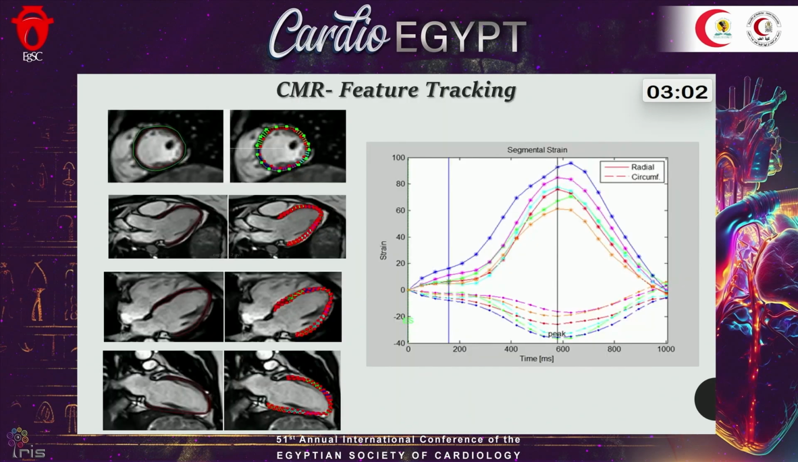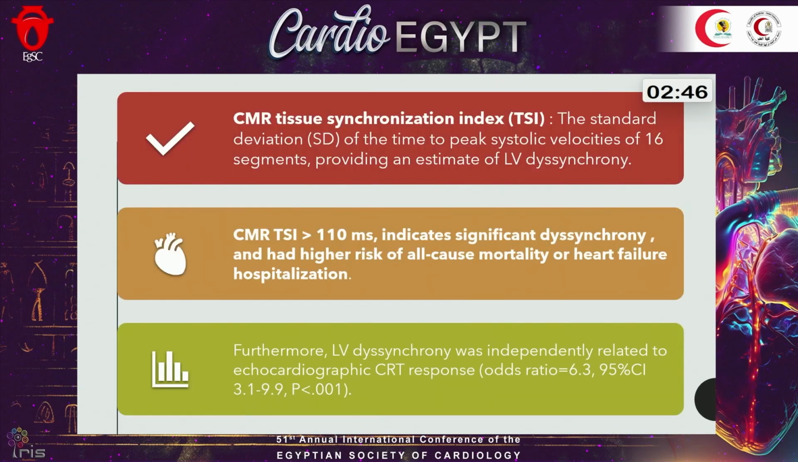CMR feature tracking has a similar method for assessment of systolic strain using cine CMR. CMR tissue synchronization: standard deviation also of time to peak systolic velocity, providing an estimate of LV dyssynchrony. More than 110 milliseconds indicates significant dyssynchrony and a higher risk for all-cause mortality and heart failure.